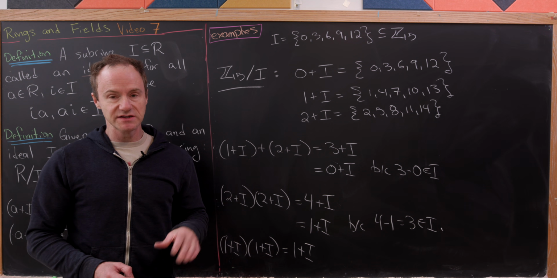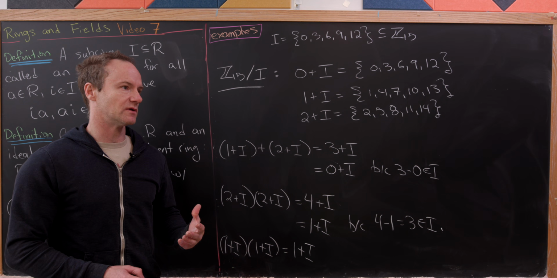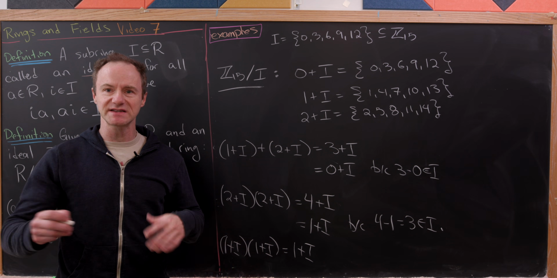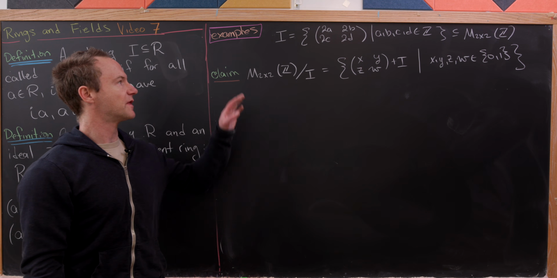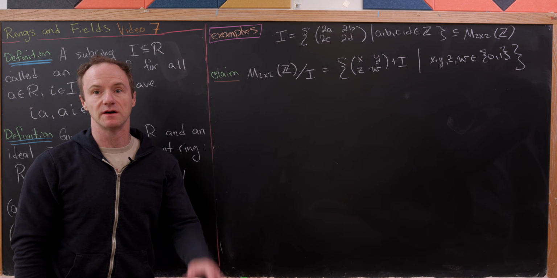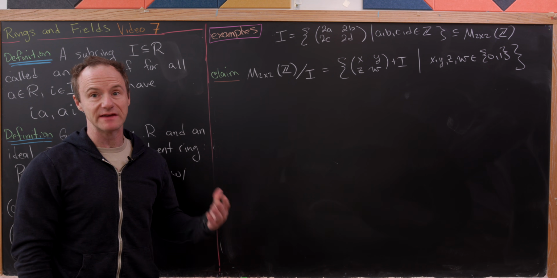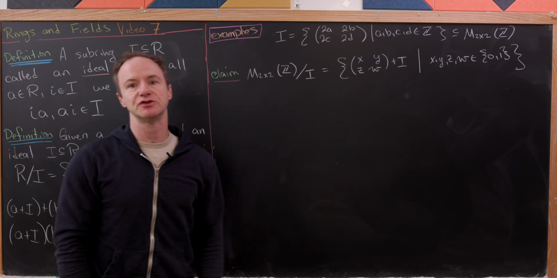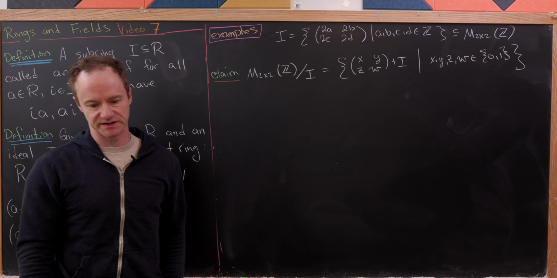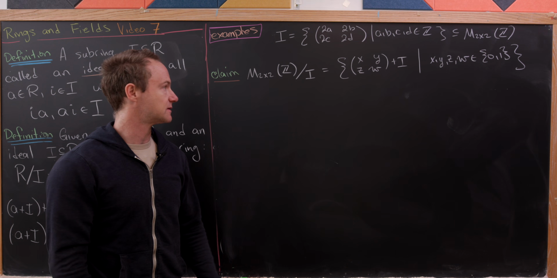Okay, so let's look at one more example of a quotient ring, this time built out of a matrix ring, and then I'll leave you with some exercises. So let's recall that before we had this ideal of 2 by 2 matrices with all even entries, and that was an ideal of the ring of 2 by 2 matrices with all integer entries. So we checked that that was an ideal.